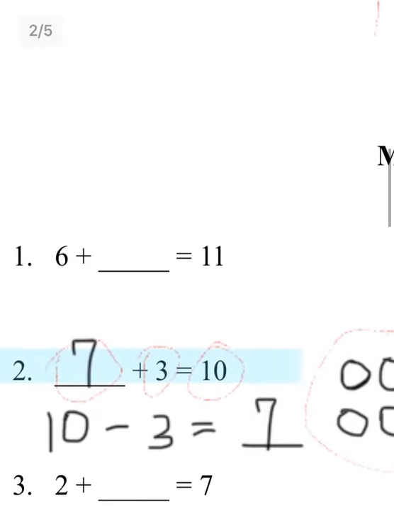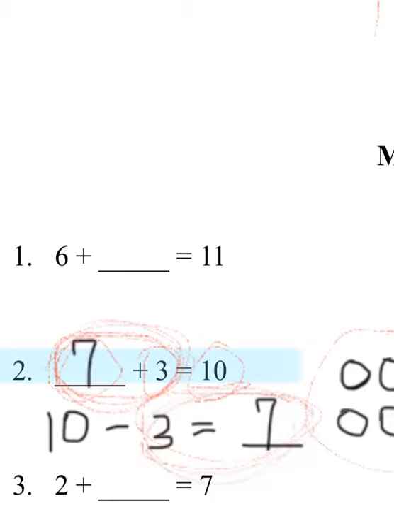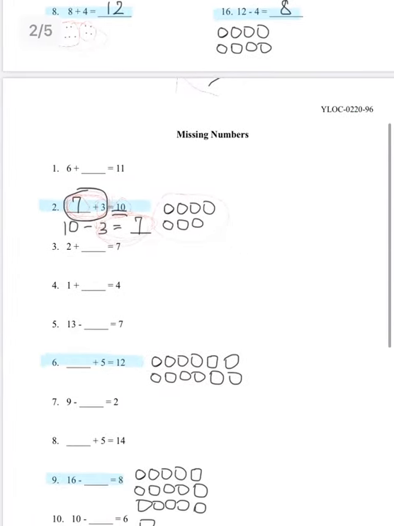Okay, now when I add these two numbers, they equal 10. And these two numbers are the same as these two numbers. So when I subtract 3 from 10, I'm going to have 7 because when I add 3 and 7, they equal 10.